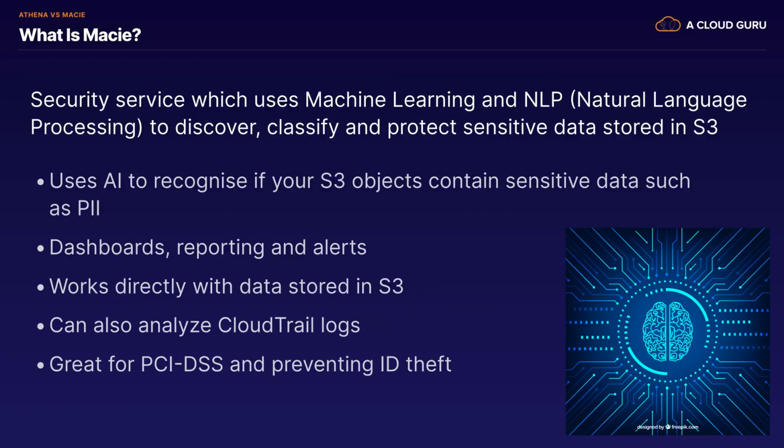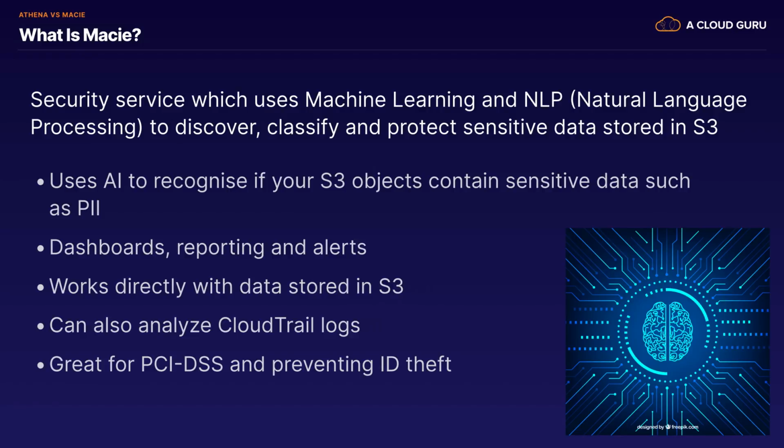Now, what is Macie? Well, Macie is a security service that uses machine learning and natural language processing, or NLP, to discover, classify, and protect sensitive data stored in S3. So it uses AI to recognize if your S3 objects contain sensitive data such as PII, and it basically gives you dashboards, reporting, and alerts, and it works directly with the data stored in S3. And it can also analyze CloudTrail logs, and this is great for PCI DSS, so if you're taking credit card payments on your website, as well as preventing ID theft.